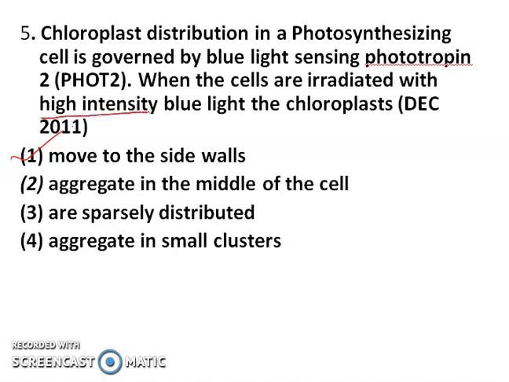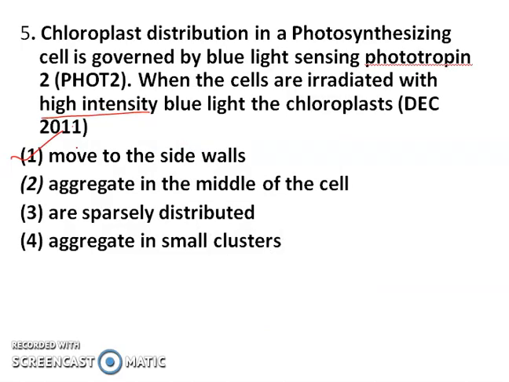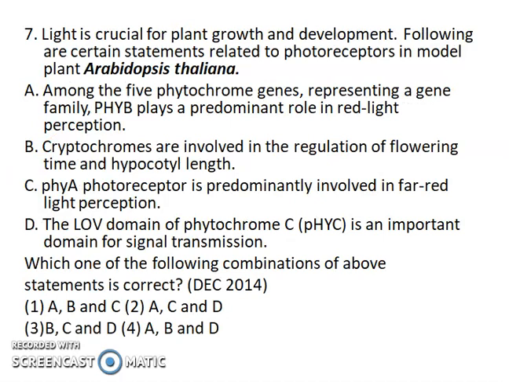We have discussed that the chloroplast will move to the lateral sides, and that is known as the avoidance response. In this case, when there is high light intensity, the chloroplasts are moving towards the lateral side, and this response is known as avoidance response. So here we get the correct answer, that is the first option. Now let us have a look at another question.